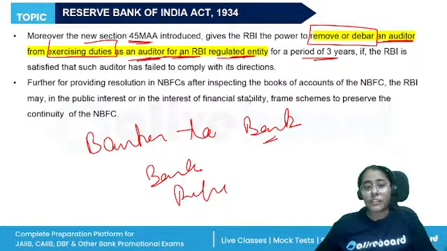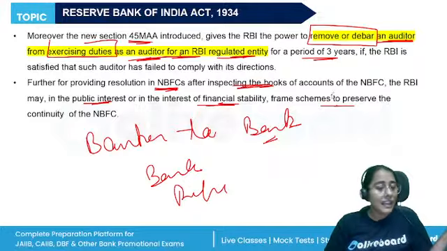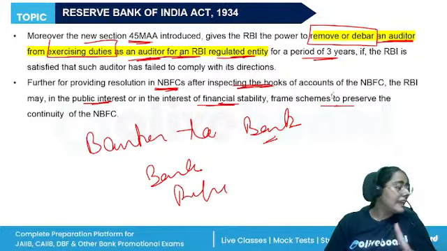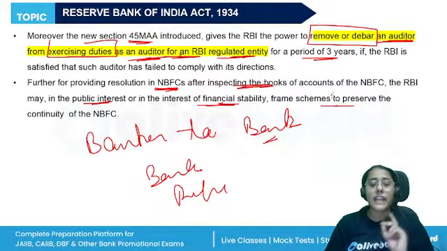Then an amendment was made for providing resolution to NBFCs. RBI has the power to inspect the books of NBFCs in the public interest or financial stability. They can frame schemes to preserve the continuity of NBFCs. This topic in detail we'll be studying in our Unit 6, non-banking financial companies.